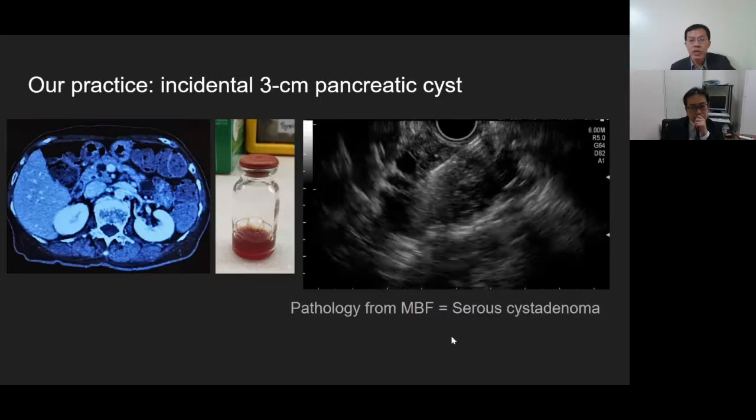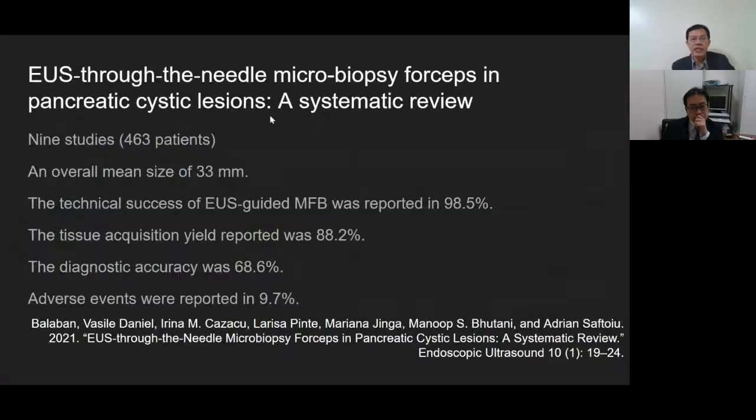And if we look at the literature, a recent systematic review recruited nine studies, 463 patients, with cysts about 3 centimeters in diameter. The technical success of MBF was almost 100%. Tissue acquisition was about 80%, and the diagnostic accuracy was 70%. However, the adverse event rate was about 10%. But anyway, the diagnostic accuracy is very high.